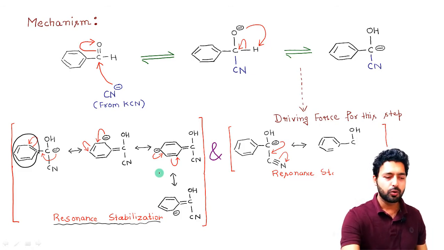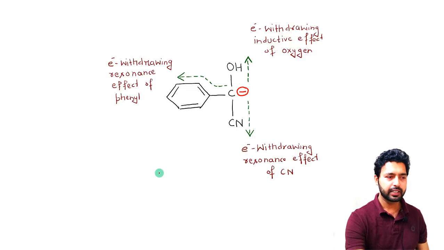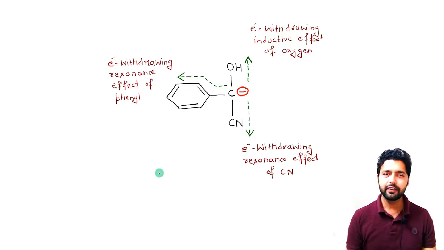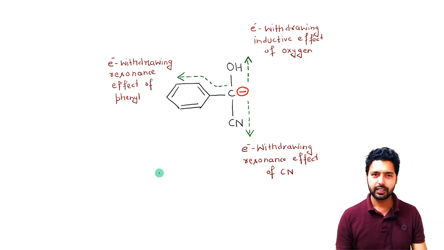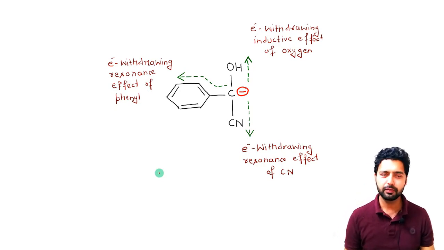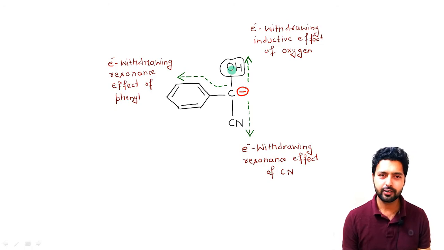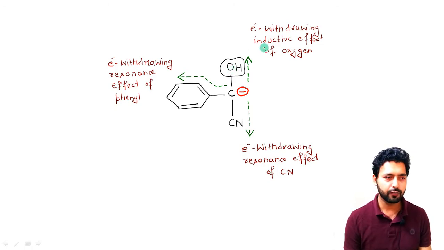Okay, so here is the overall picture. The negative charge is stabilized in three different ways. The first two ways we just tried to understand on the previous slide, and there is also a third possible way, which is the presence of this oxygen atom. Because of that, it withdraws electrons with the help of an electron withdrawing inductive effect, right?